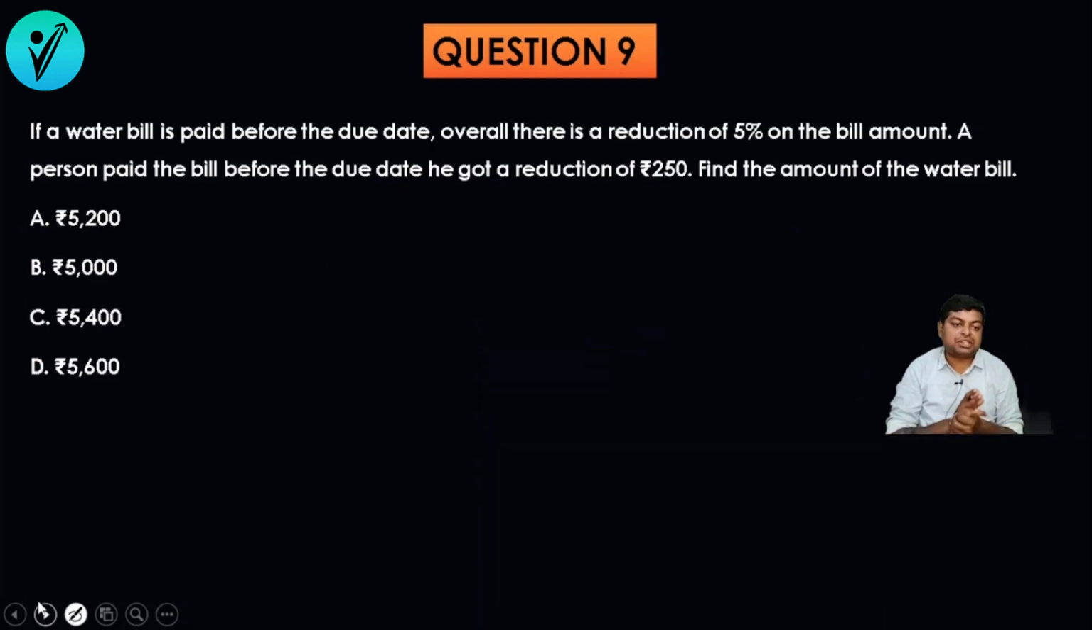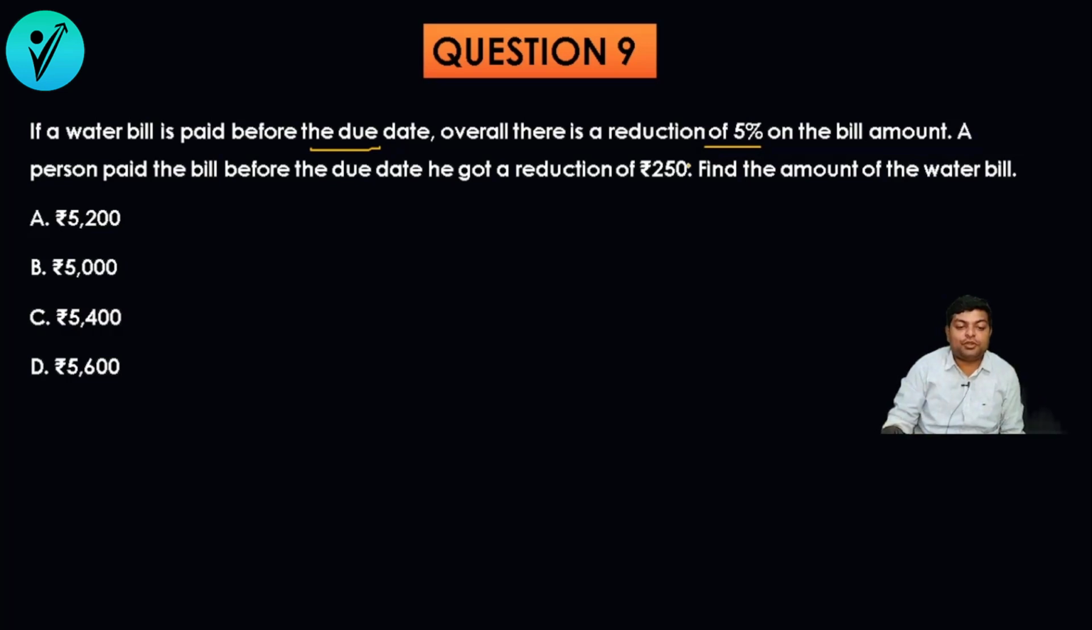Next we have question number 9. Question number 9 says that if a water bill is paid before the due date, overall there is a reduction of 5% on the bill amount. Okay, so before I go to the further line, I'm just stopping here, and I'm saying, what does it actually want to say.